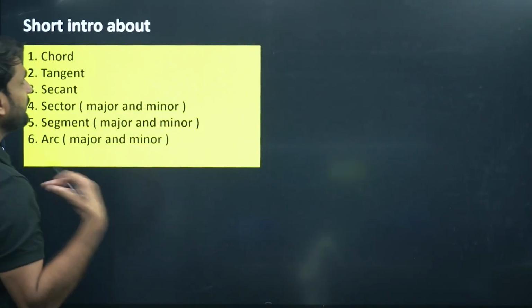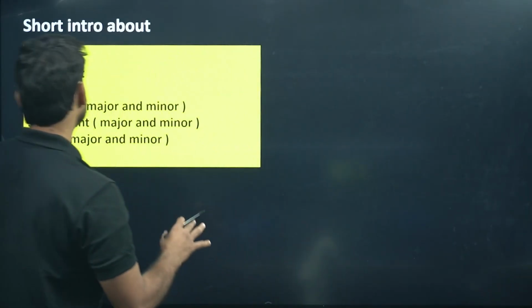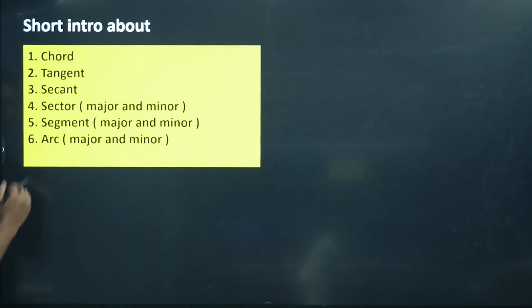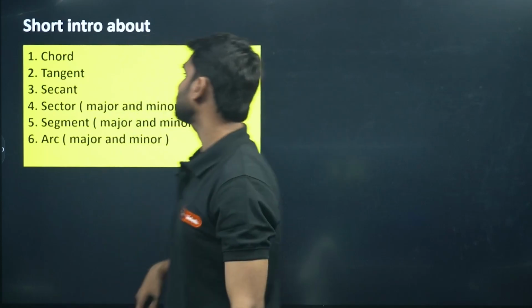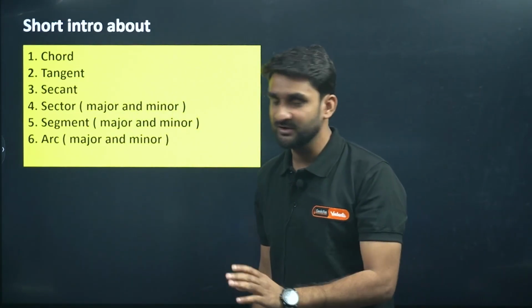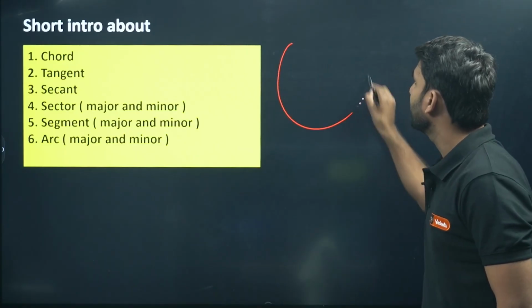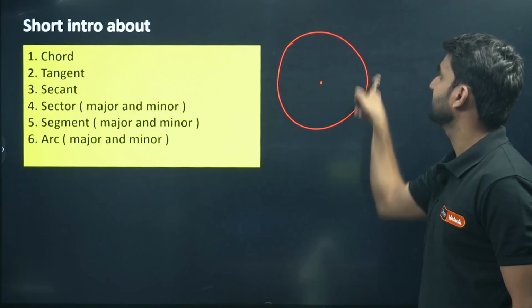Next, what we will discuss in this session majorly is a short intro about these points: chord, tangent, secant, sector, segment and arc. So I am going to give you a short intro about these. Let's say there is a circle. You all know this is the center and this is the circumference.